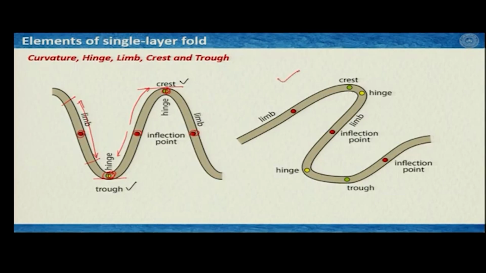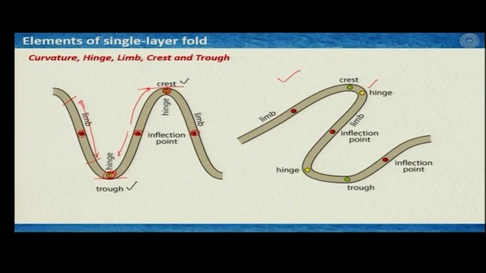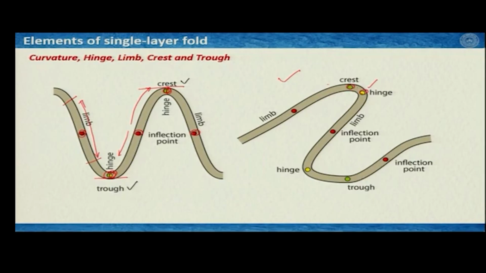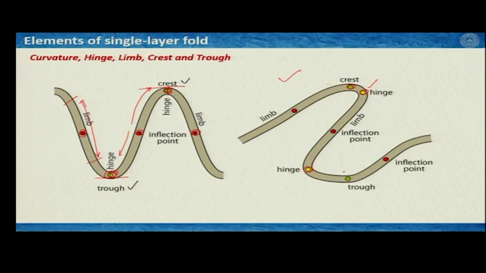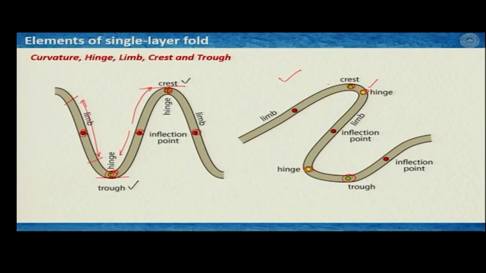If I look at this image, I see that the maximum curvature is here, but this is not the highest elevation point. So, therefore, the crest is defined here and the hinge is defined here. Similarly, this is the maximum curvature of this concave side. So, the hinge is here, but this is the lowest point of this entire fold train. So, this is the trough. So, we have understood now that the hinge may or may not coincide with the crest and trough points.